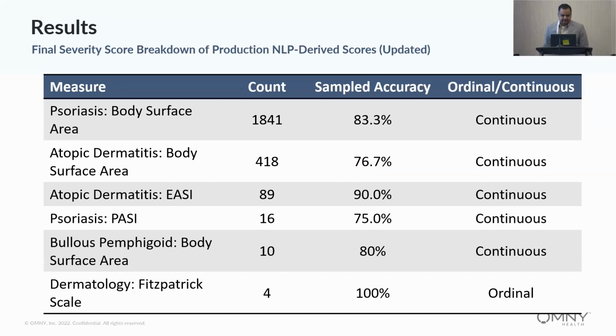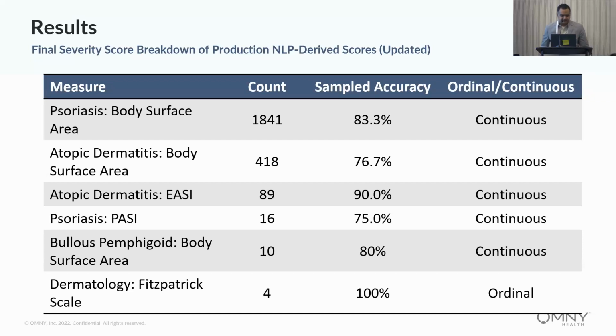Okay, so on to some results. We had 448 million clinical note entries, where an entry is defined as a sentence or a paragraph, analyzed across 4 million patients and 16 million encounters. These were the results for the severity scores that were included in our analysis. We see that body surface area did particularly well. You see it for a few diseases here: psoriasis, atopic dermatitis, and bullous pemphigoid. We see accuracy in the ballpark of 70, 80, or 90%.